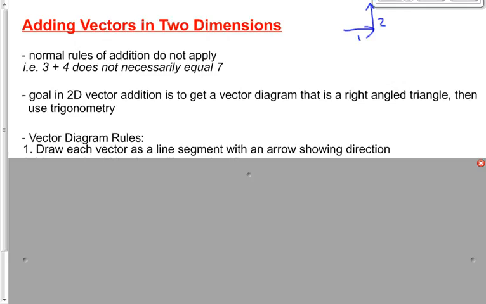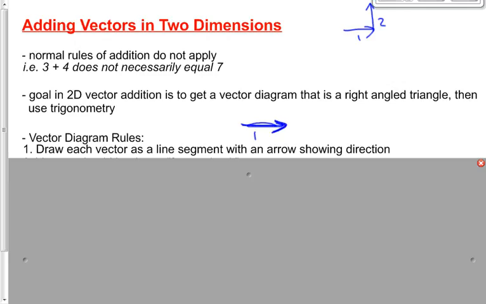The first thing we got to do is draw a vector diagram. And the vector diagram has certain rules. The first rule is you got to draw a vector. The vector is a line segment with an arrow showing direction. So we got a vector that was, let's say, 1 to the right. And we drew it as a line segment. We had an arrow on the end of it pointing to the right.